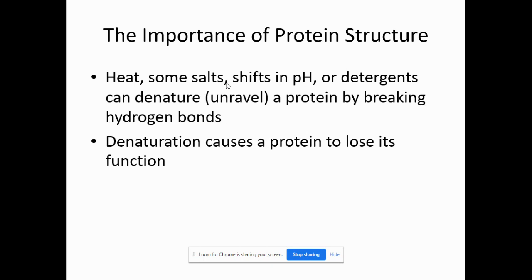Okay, let's get back to protein structure and function. Heat, some salts, a shift in pH, remember pH from the previous lecture, or other chemicals like detergents can denature a protein by breaking hydrogen bonds. Again, denaturing of a protein means that it's losing its structure. And when a protein denatures and loses its structure, it can lead to a loss in function.